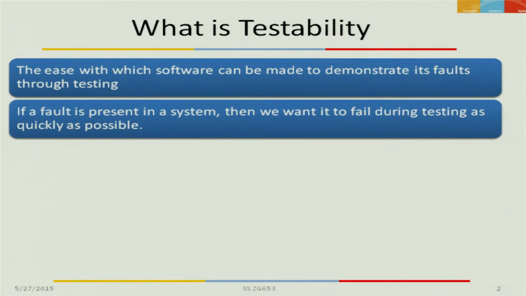So our objective is that if a fault is present in a system, then we should be able to demonstrate it, meaning that if the fault is present in a system, then we want it to fail during testing as quickly as possible, so that that fault is detected and fixed, and this fault is not present when the software is actually in operation. So that's the goal of testability, that we want the software to exhibit the fault through failure during testing.